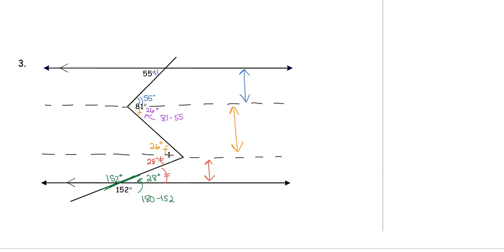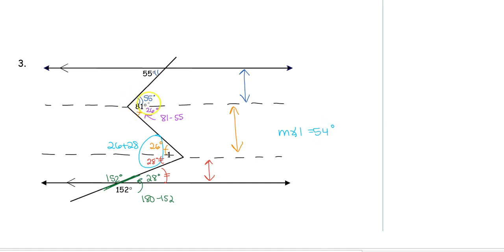Which brings us to our last piece. Angle 1, the top part is 26, the bottom part is 28. So to find the measure of angle 1, I have to add those two pieces together. And we find that the measure of angle 1 is going to be 54 degrees.